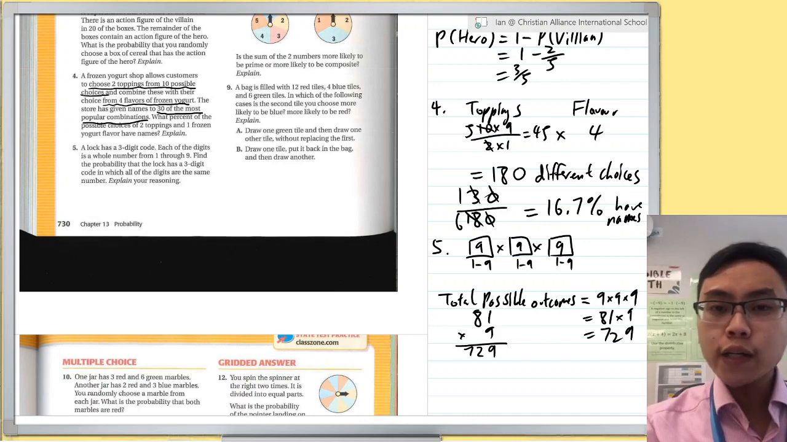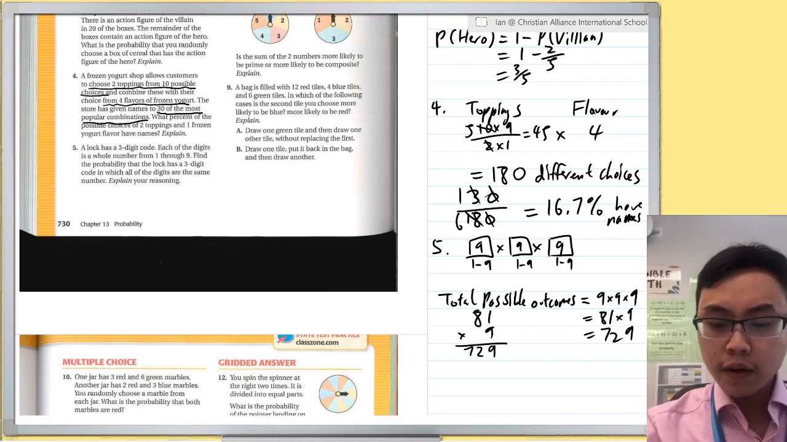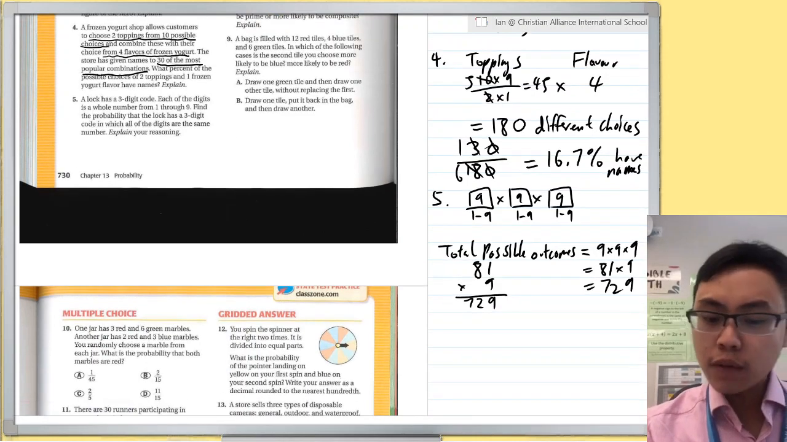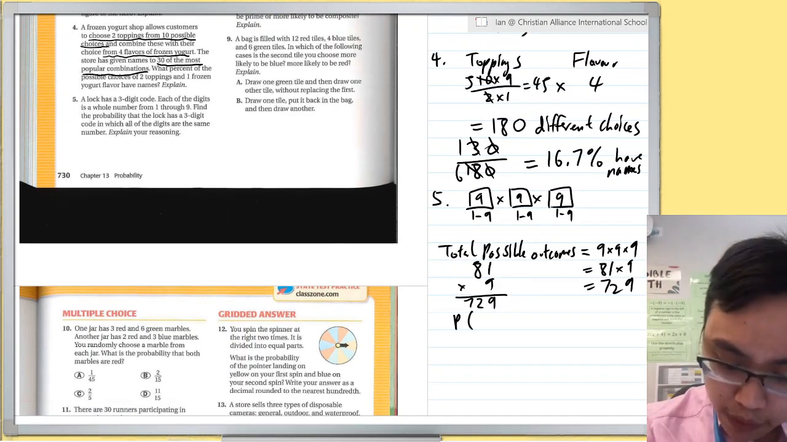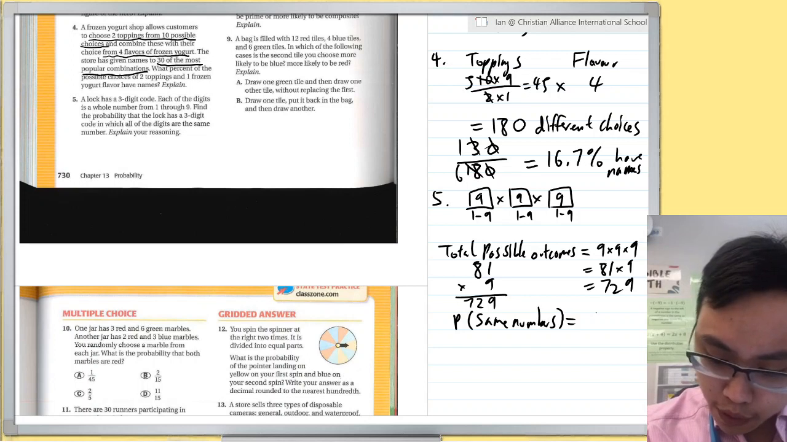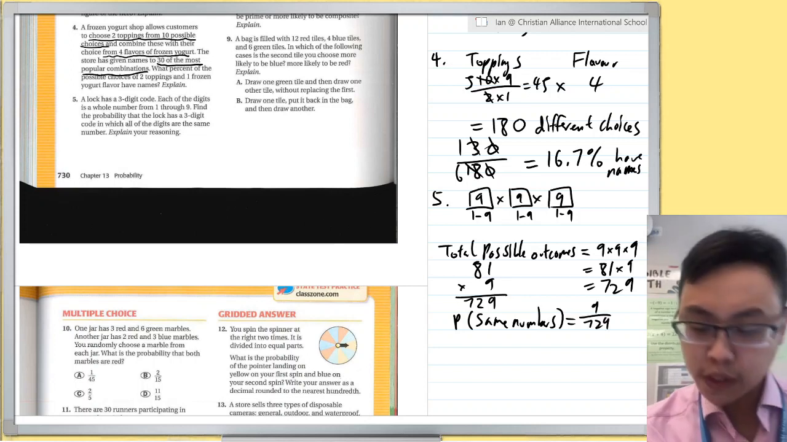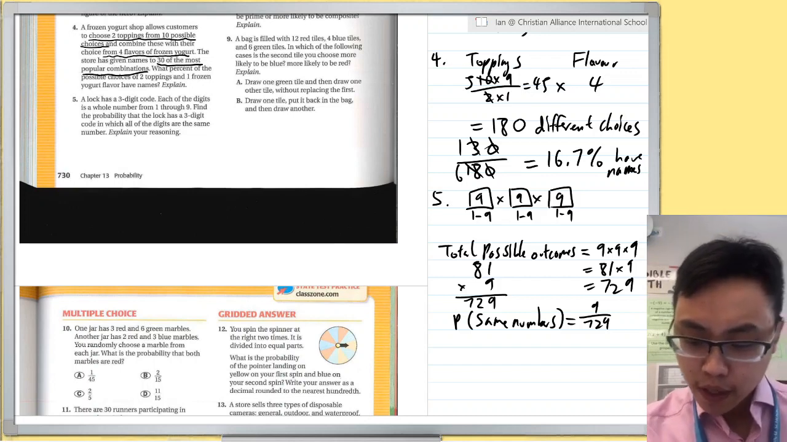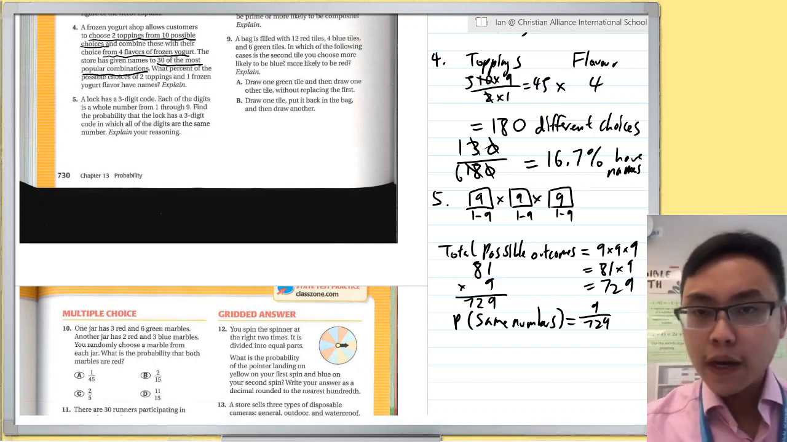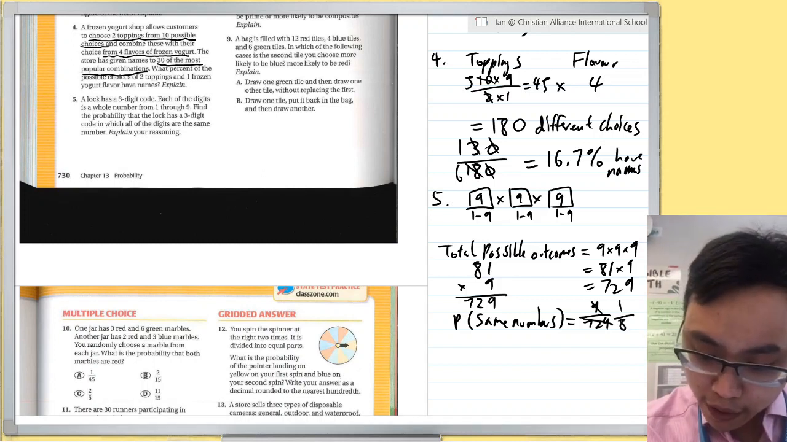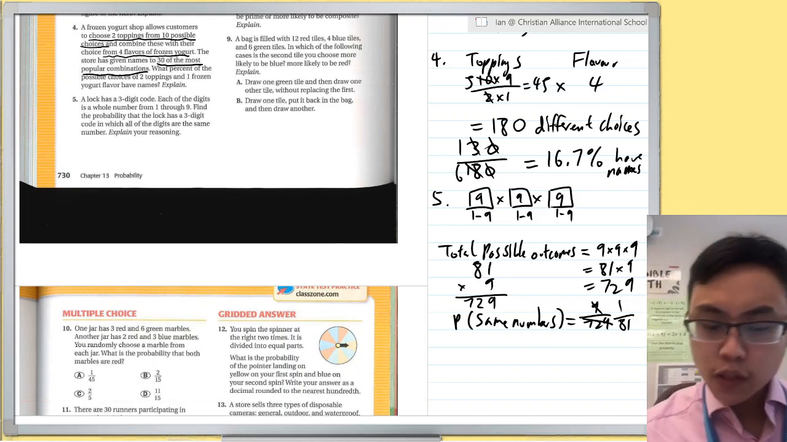And so there are 9 ways which have the same numbers. So the probability of same numbers is equal to 9 out of 729, and then you will have to simplify that by dividing top and bottom by 9, which is 1 out of 81 chance. So that is 1 out of 81.